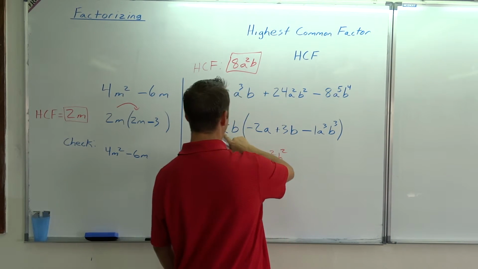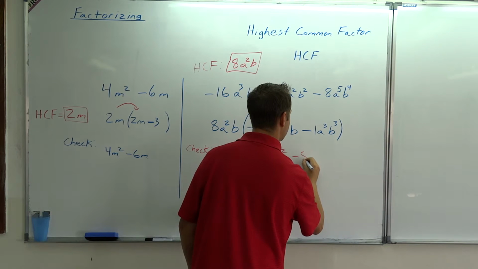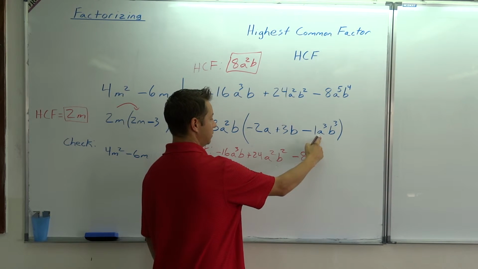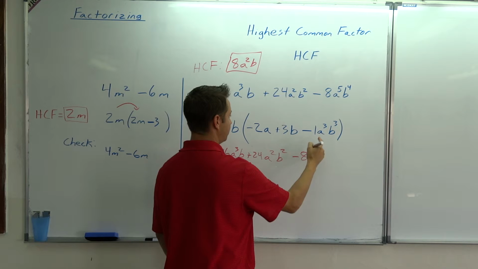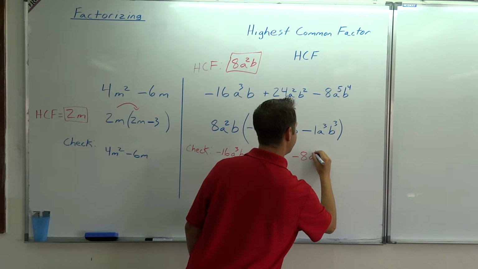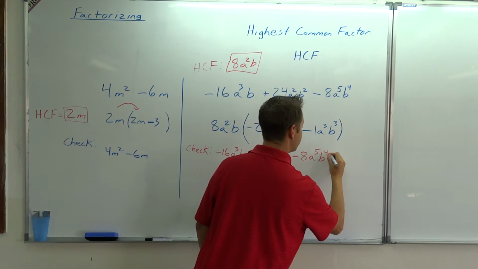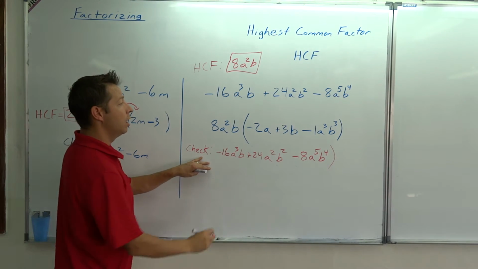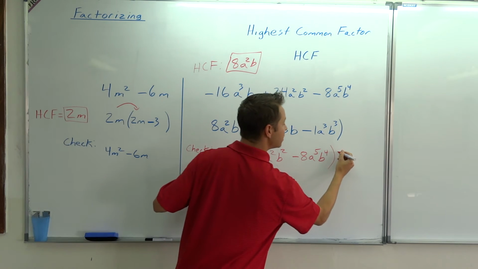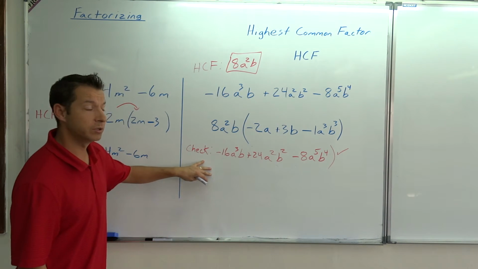And my last one should be 8a squared, negative 8. A squared times a cubed is a to the fifth. And b times b cubed should be b to the fourth. So there's a very long one here. And notice that ends up being the same as this one here. So that means my answer must be correct.